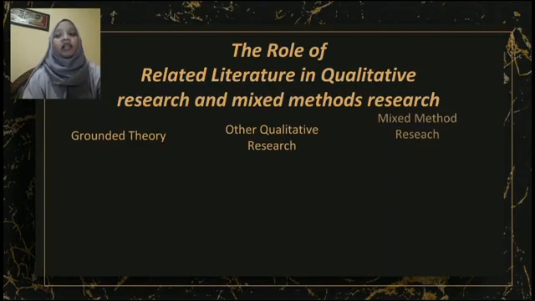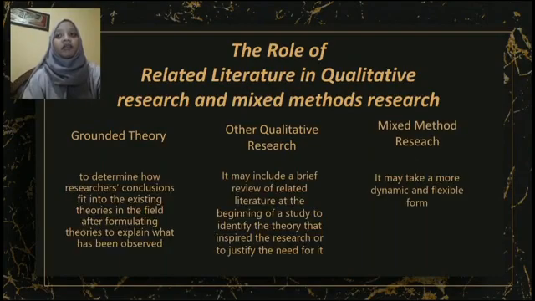The role of related literature is to determine how research conclusions fit into the existing theory in the field after formulating theories to explain what has been observed. Other fields of qualitative research may include a brief review of related literature at the beginning of a study to identify the theory that inspired the research or to justify the need for it.